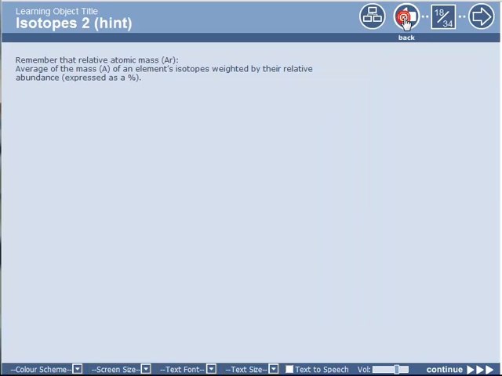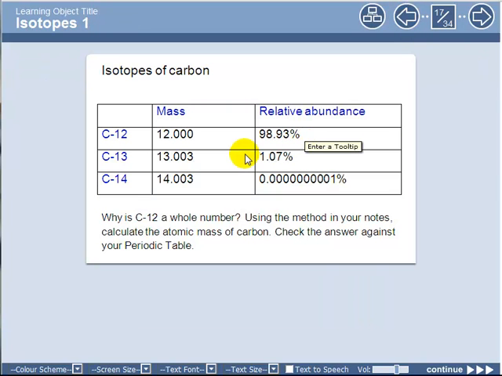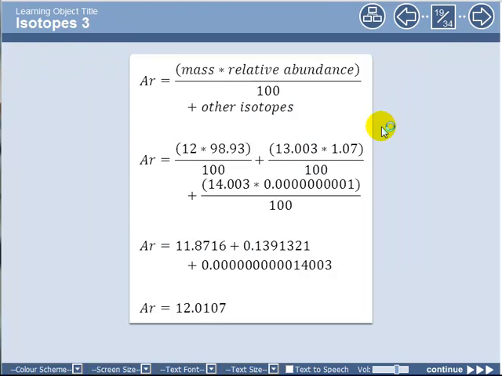Let's go back and have a little look at the isotopes here again. Remind ourselves there's nearly 99% of that, 1.07% of that, and a little bit of carbon 14. So what we do is basically sum them up. We take the first one, carbon 12, and multiply its relative abundance and divide it by 100 to get a percentage.